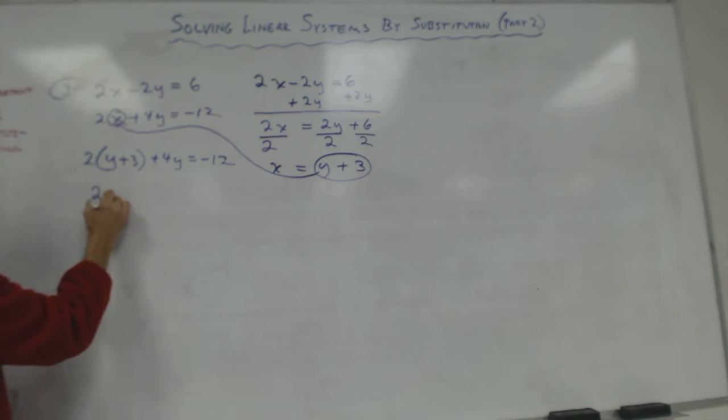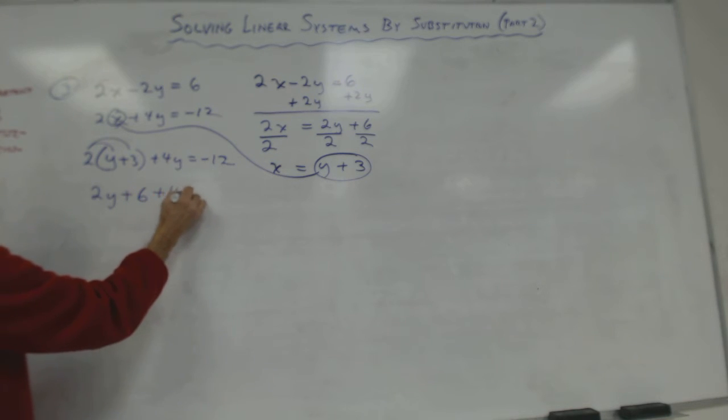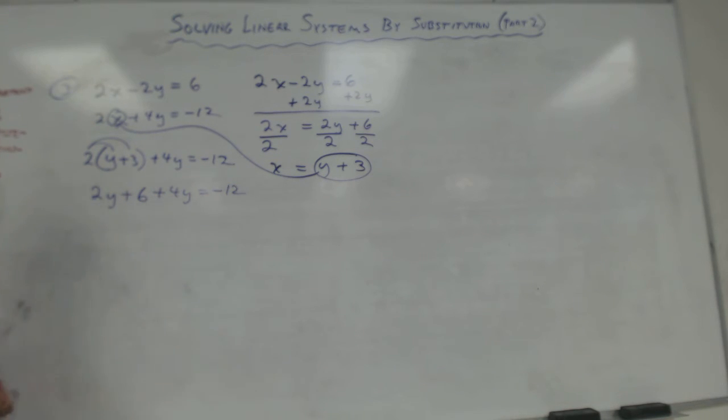I have 2y plus 6 plus 4y equals negative 12. What would I do now?